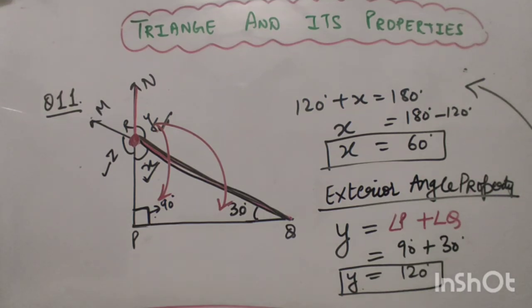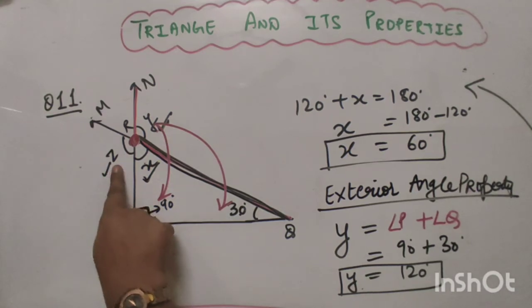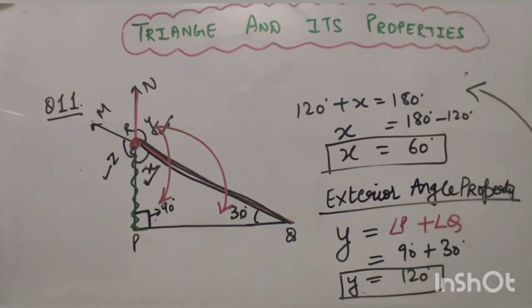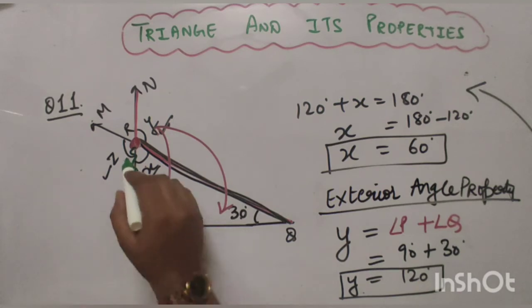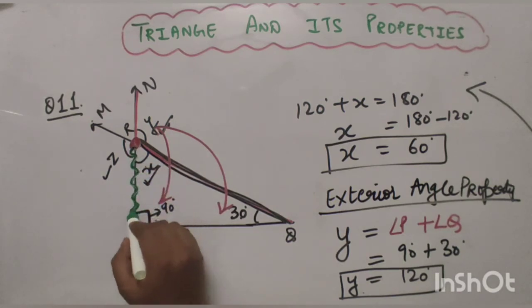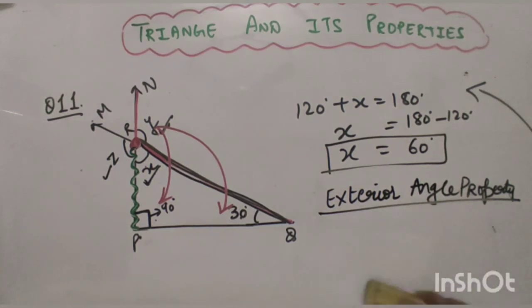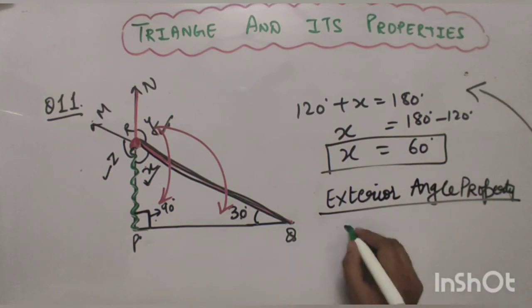Right, children? In the same manner we can find the value of Z, because Z is also an exterior angle. As you can see here, it is using the side of a triangle as its arm, right? So we are going to apply the same concept here, the exterior angle property. Here I am going to write angle Z.